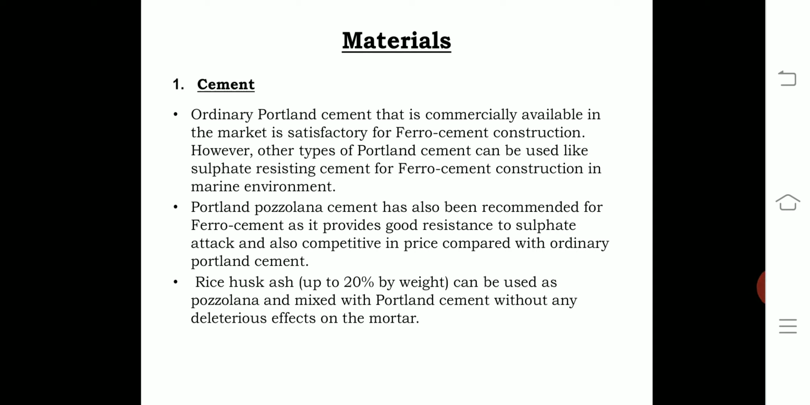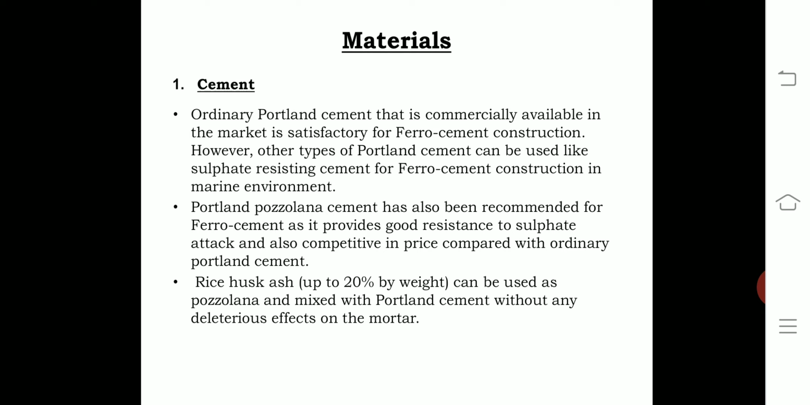Cement. Ordinary Portland cement that is commercially available in the market is satisfactory for ferrocement construction. However, other types of Portland cement can be used, like sulfate resisting cement for ferrocement construction in marine environment. Portland Pozzolano cement has also been recommended for ferrocement as it provides good resistance to sulfate attack and is also competitive in price compared with ordinary Portland cement. Rice husk ash up to 20% by weight can be used as pozzolano and mixed with Portland cement without any deleterious effects on the mortar.